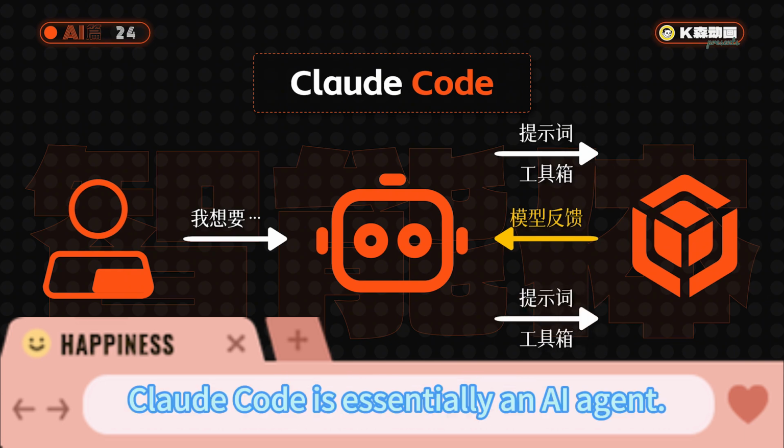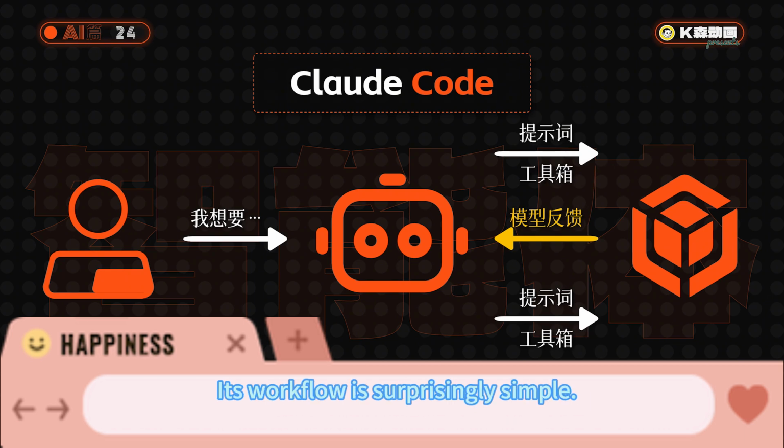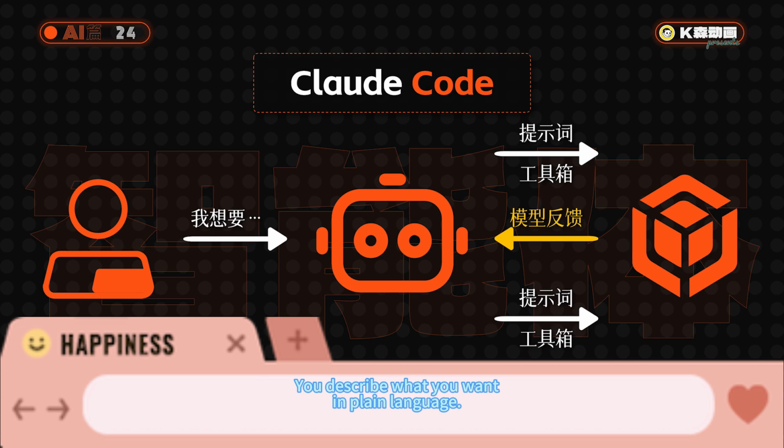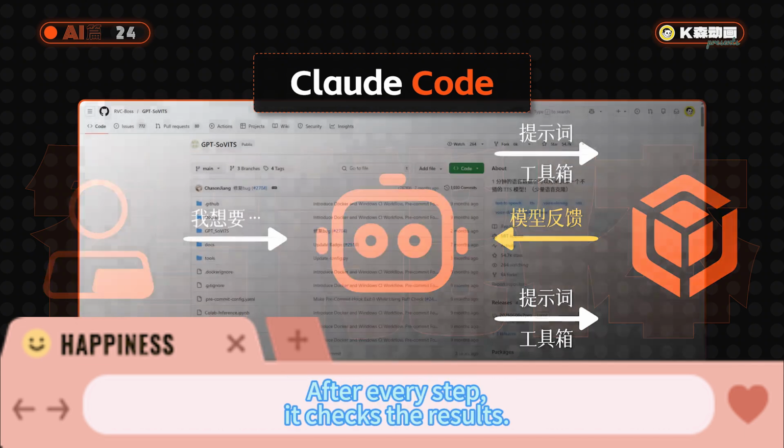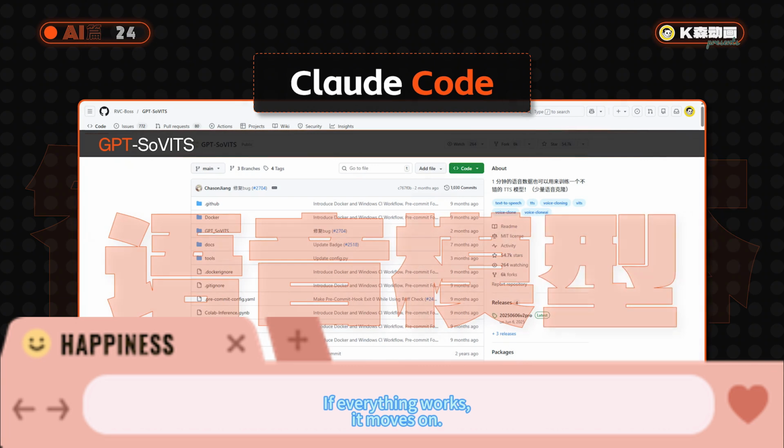Claude Code is essentially an AI agent. Its workflow is surprisingly simple. You describe what you want in plain language, it breaks your request into a series of specific tasks. Then it writes all the complicated prompts for you, uses them to direct the language model, generates the necessary code, and runs everything directly on your computer. After every step, it checks the results. If everything works, it moves on. If something fails, it reads the error messages, fixes the code, and tries again. Throughout this entire loop, it not only handles all the prompt engineering, but also takes care of the tedious debugging work until the task is fully completed.